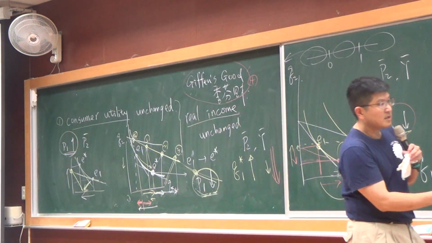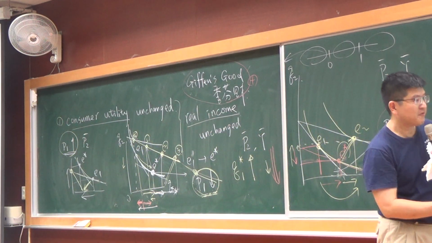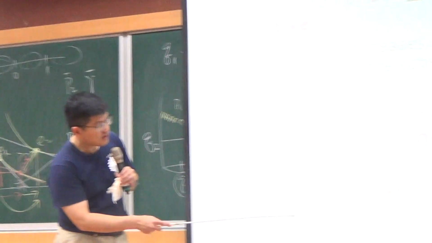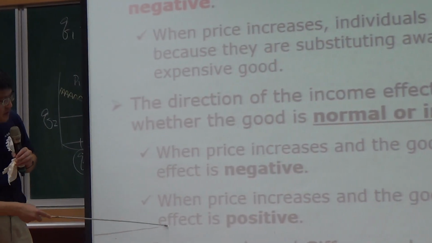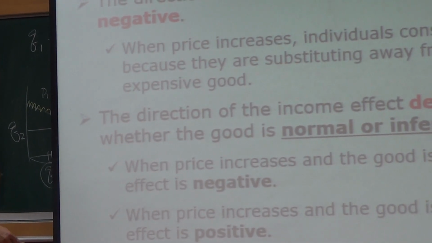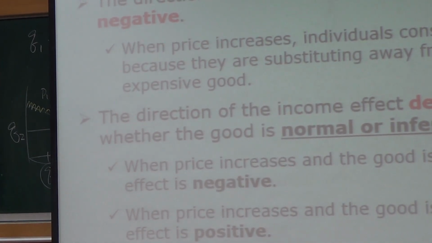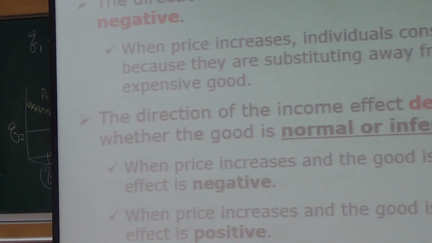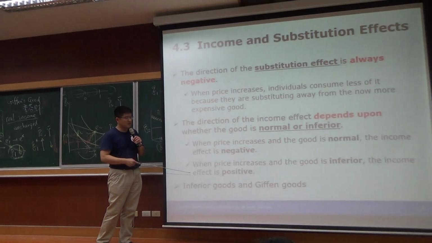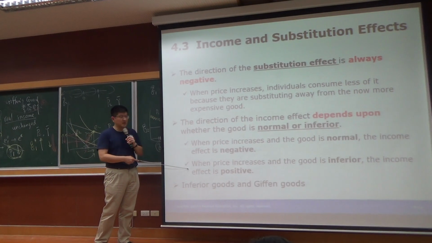So when price increases and the good is normal, the income effect is negative. And when price increases and the good is inferior, the income effect is positive. And inferior good and Giffen good. It's a little bit confusing for these two statements, and I will explain in more detail next week.